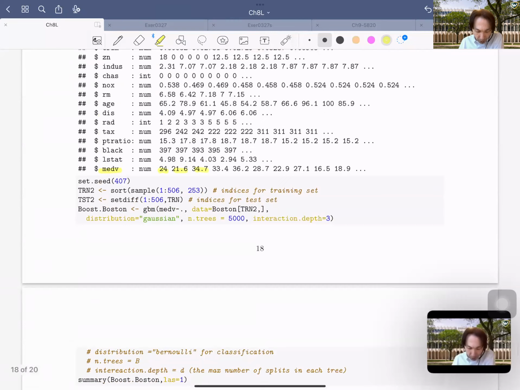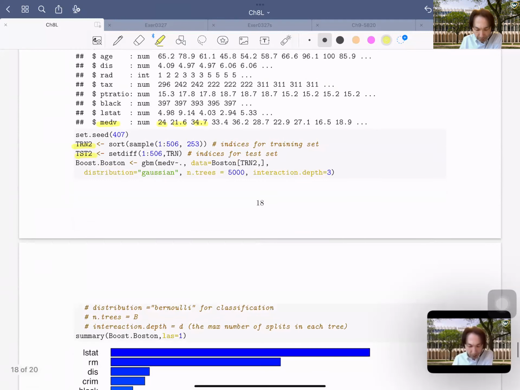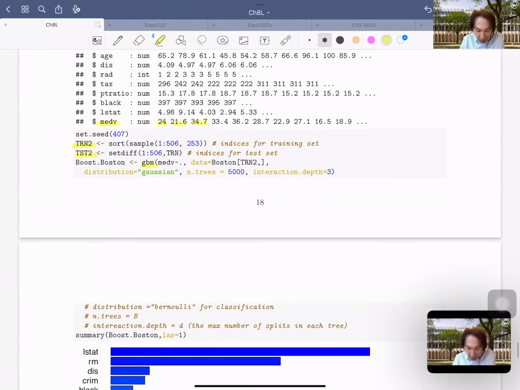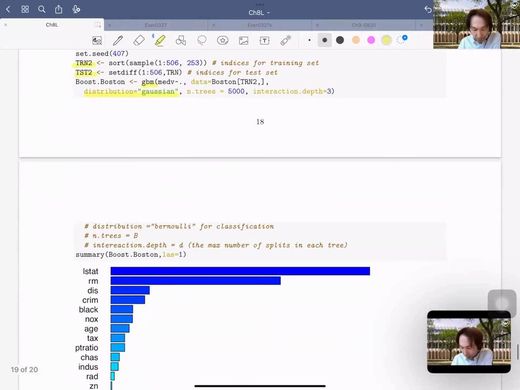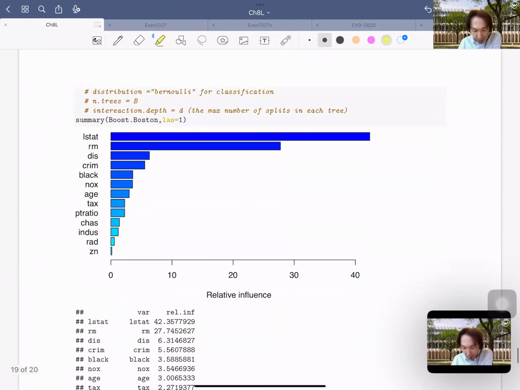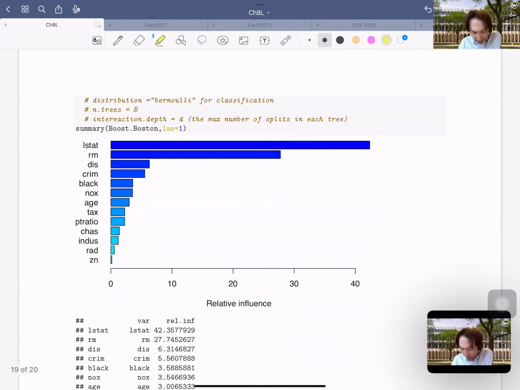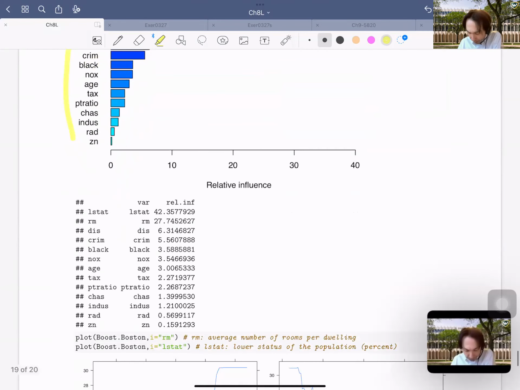Okay, we set the training set and the test set, and we want to predict by this boosting method, the GBM function. This is still a regression example, so for distribution we have to specify Gaussian. Our criterion is basically the mean square error. You can see LSTAT and RM are really important predictors, and the others have some value to explain y, the median house value.